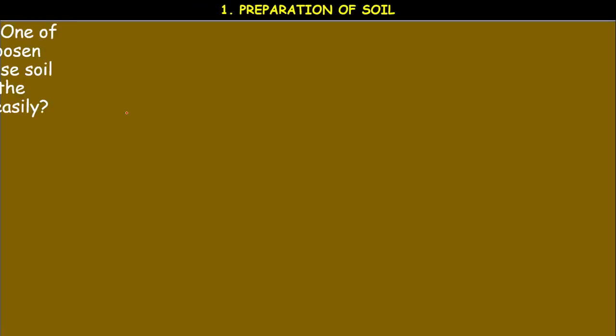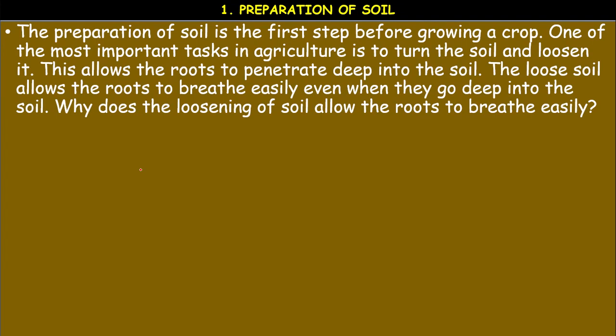So, first step, preparation of the soil. Soil anchors the roots of the plants and provides the nutrients and water to them, and also provides oxygen to the roots. The microbes and other organisms such as earthworms in the soil help to keep the soil fertile. The preparation of the soil involves loosening and the turning of soil, isn't it? The preparation of the soil is the first step before growing a crop, and one of the most important tasks in agriculture is to turn the soil and loosen it.